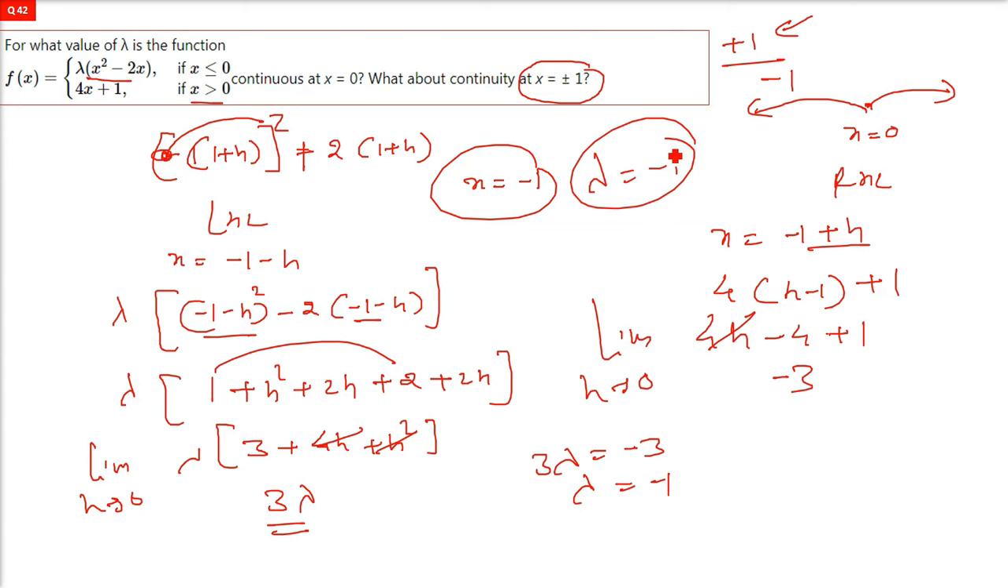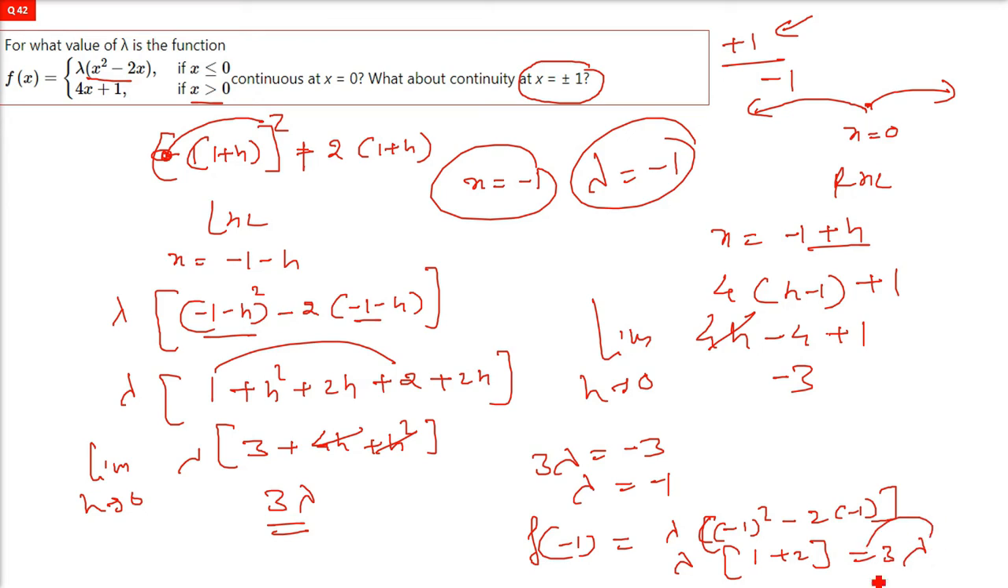I will encourage you to do it for plus 1 also by yourself. But one more thing is remaining. We have to check it for f(minus 1), the value of the function at negative 1. What will it be? Lambda, because x less than or equal to 0, we have to check. Lambda into (minus 1) whole square minus 2 into minus 1. Minus 1 whole square is 1. Minus minus is plus, plus 2, so it is going to be 3 lambda. Okay, 3 lambda minus 3.